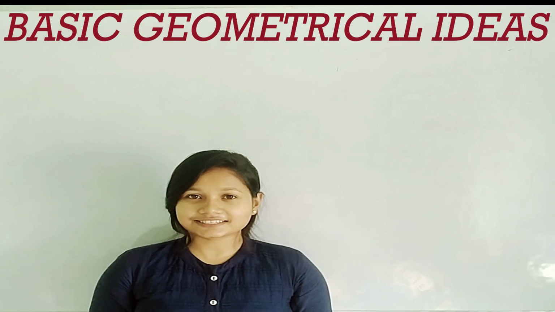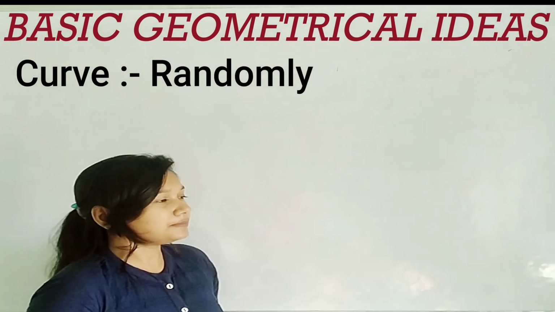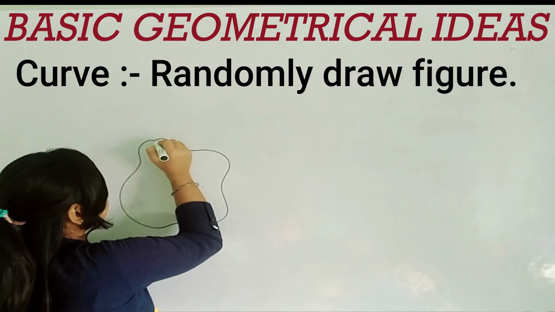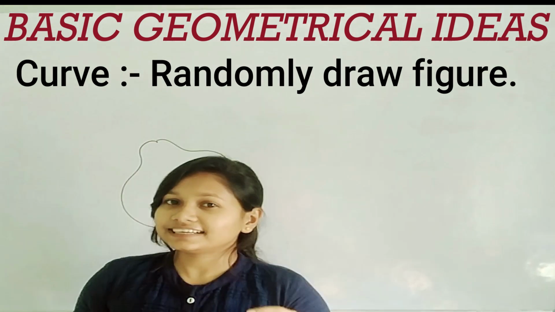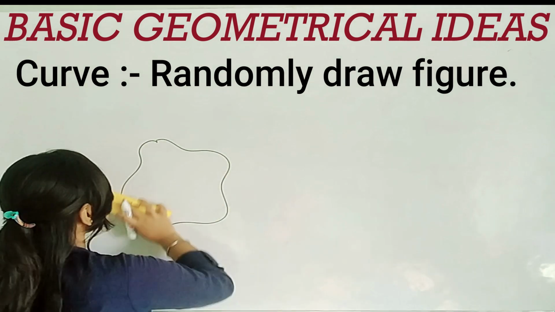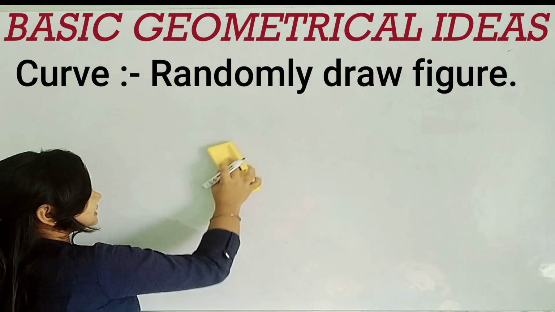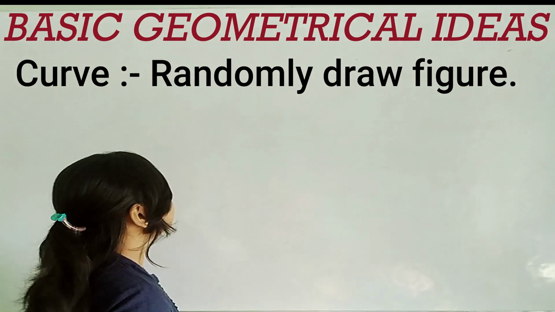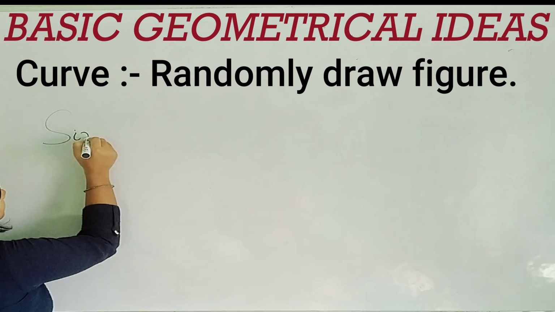Then comes to our next topic, that is chord. Then what is chord? When we randomly draw like this, then we can call it as chord. But there are different types of chord and we can categorize them into three parts. The first one is simple chord, and second one is open chord, and third one is closed chord. And first we will know about simple chord.